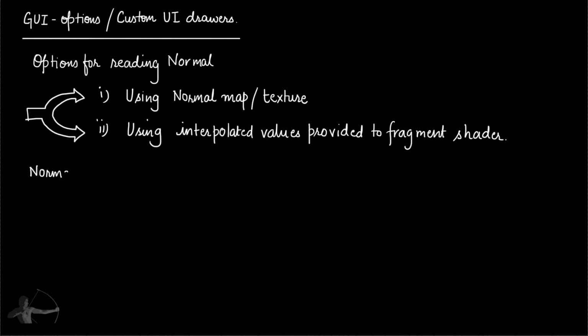So we can either use that or we can use the normal map texture, which we wrote in the previous chapter. So we will add an option of using normal map. When the use of normal map is on, we will be reading the normals from the normal map texture. And when the normal map is turned off, we will be using the interpolated normal values provided to the fragment shader. Now, let's understand what it takes to create those options and turn on and off a certain block of code.